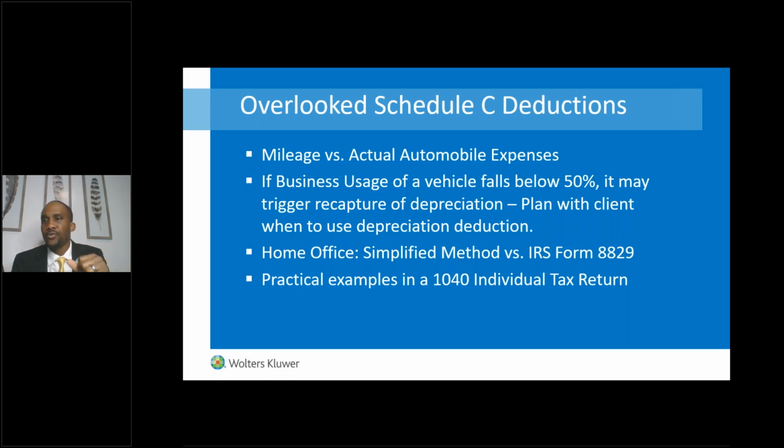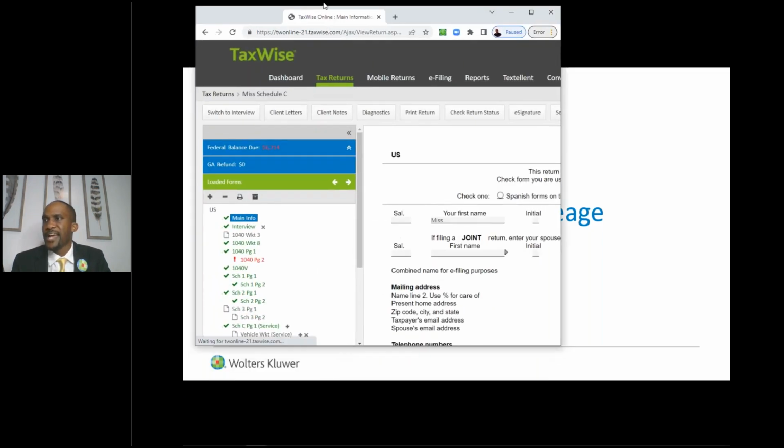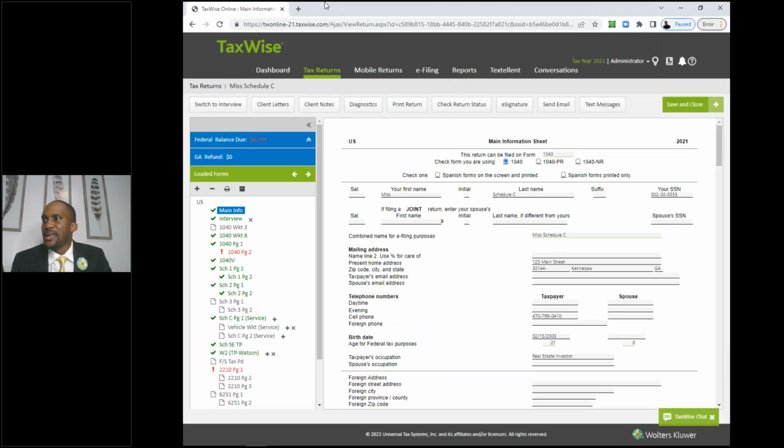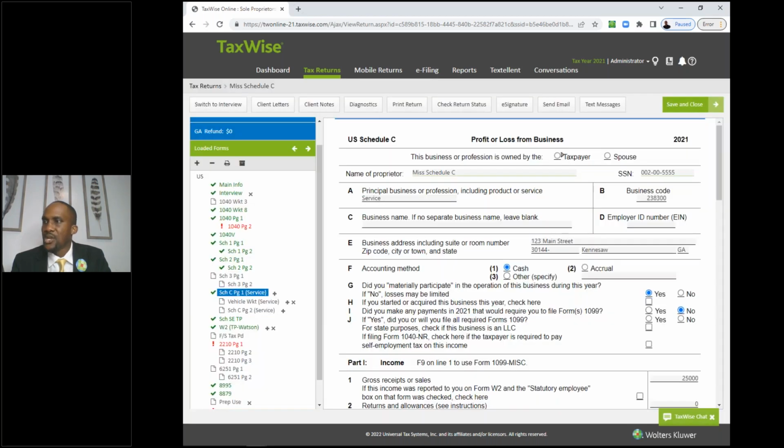So let's walk through some practical examples of what this actually looks like. Let's talk about the actual expense versus the mileage method. I'm going to bring up a 1040 on the screen, and once again we're using TaxWise. I've got my client here, Miss Schedule C. She's a hardworking lady. She's got a nice service-based business, a little bit of a delivery business and things of that nature. She has a nice little truck that she's using in the business.